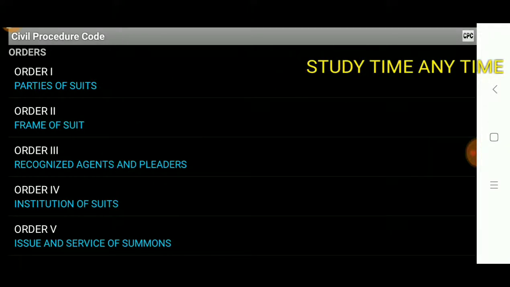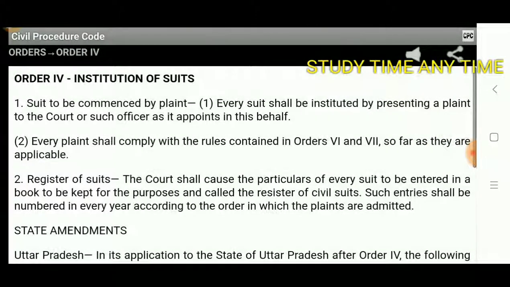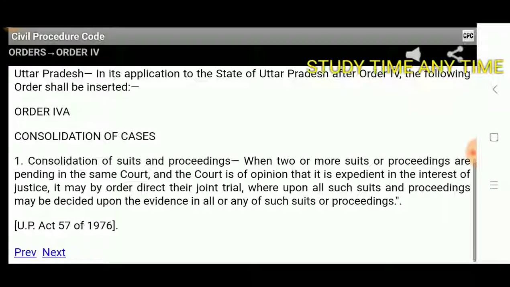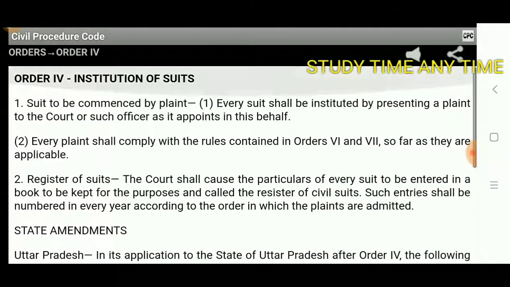Then the fourth is the institution of suit. Now institution of suit carries mainly some points like suit to be commenced by plaint, register of suits. So these types of points, just a small order this is. Every suit shall be instituted by presenting a plaint to the court or such officer as it appoints on the behalf, and there will be a register which will take a record of it. So this is order 4.